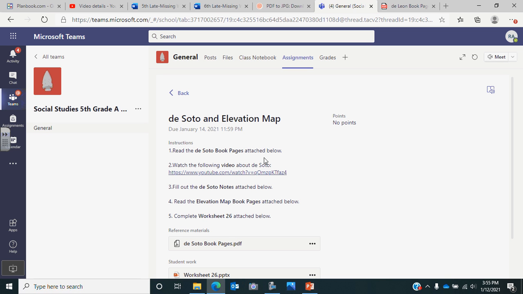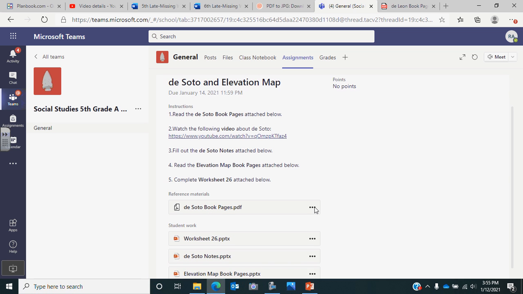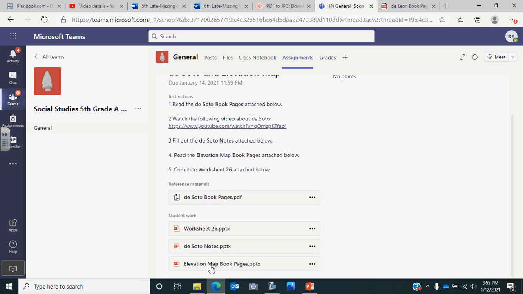So as you're listening to the book pages and watch the video, then you fill in the notes about Pizarro and De Soto. And then after we complete that, then we move on to the elevation map activity, where you will read the elevation map book pages, and there's a few questions at the end, and then complete the worksheet that goes along with it. So first we're going to take a look at the notes. Pull that up.